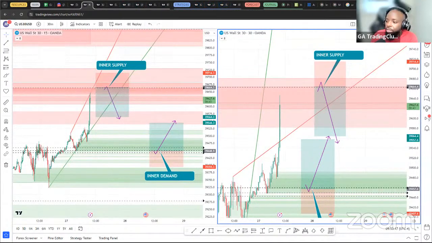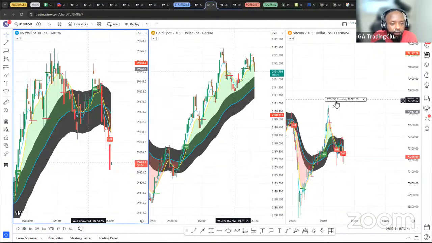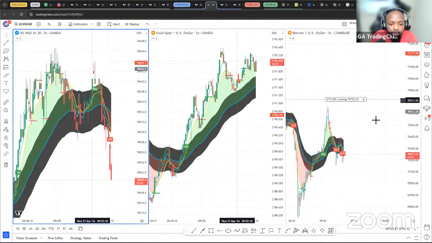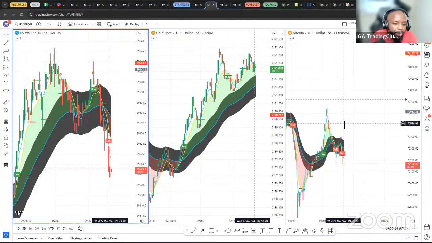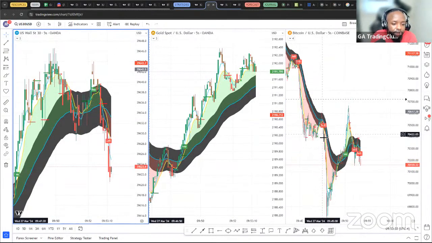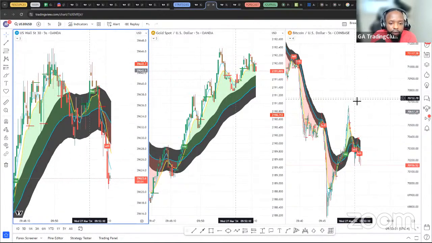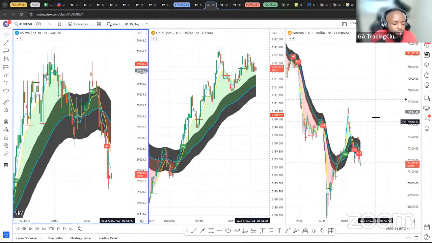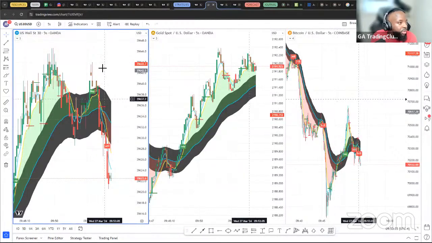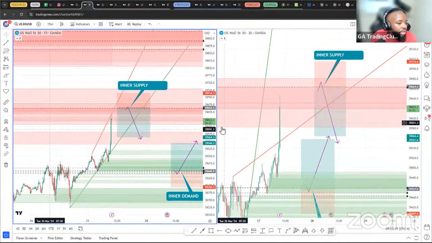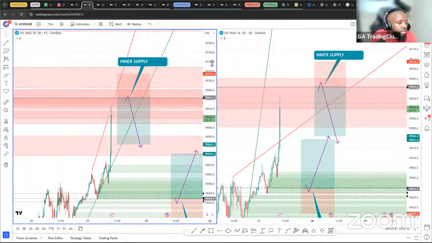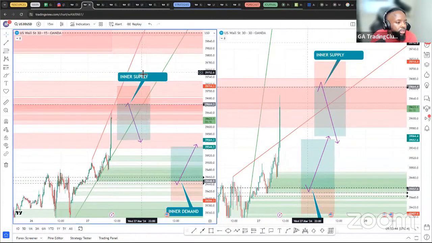BTC dropped, didn't get to our sell area just as of yet. So remember the sell zone for BTC is that 70,700. So I know we missed that initial first drop, but it has to get back to 70,700 for me to even start thinking of selling it. Just need some more pushes here.